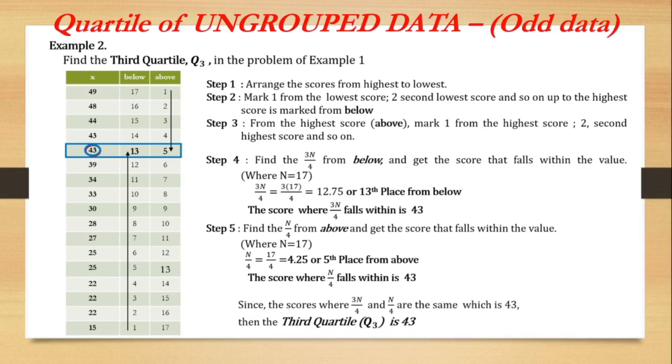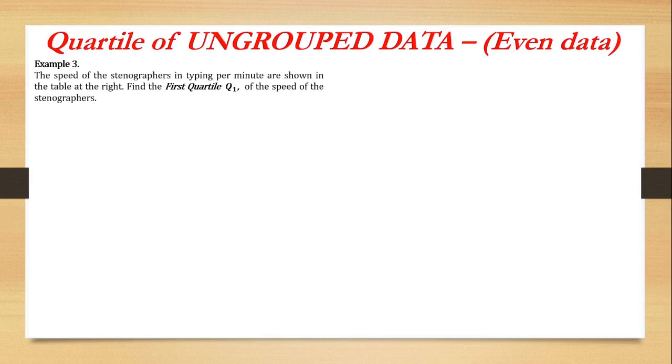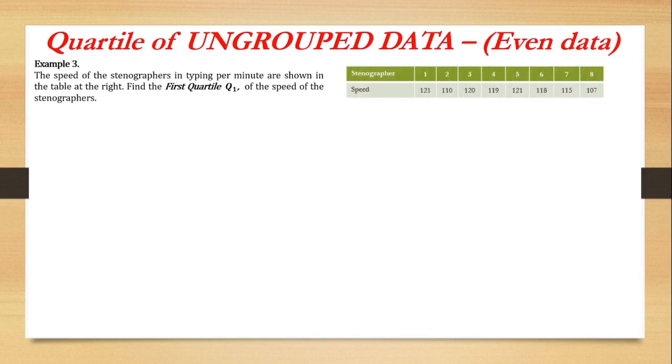Since the scores where 3n over 4 and n over 4 fall are the same, which is 43, then the third quartile is 43. In this example, we are going to discuss how to find the quartile of data with an even number of data. Example number 3. The speed of stenographers in typing per minute are shown in the table at the right. Find the first quartile of the speed of stenographers.